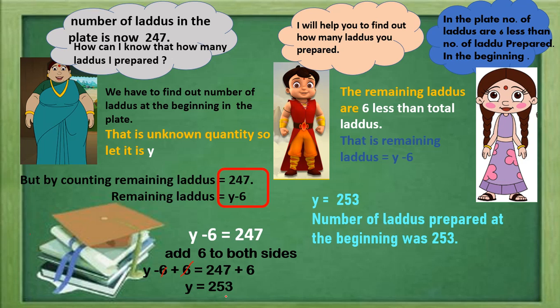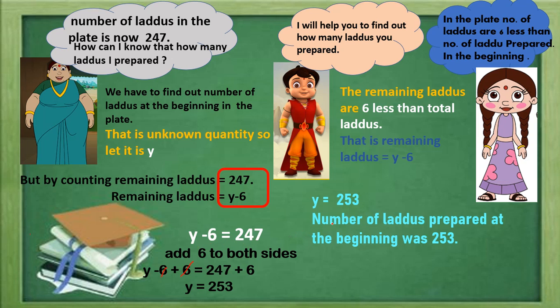So the number of laddus prepared by auntie in the beginning is 253. Now that we have the value 253, by putting the value 253 in the left hand side, we get 253 minus 6 is equal to 247. That means the value of the variable satisfies the equation. So when we put 253 in the left hand side, we get the right hand side 247. So y equals 253 is called the solution of the equation.